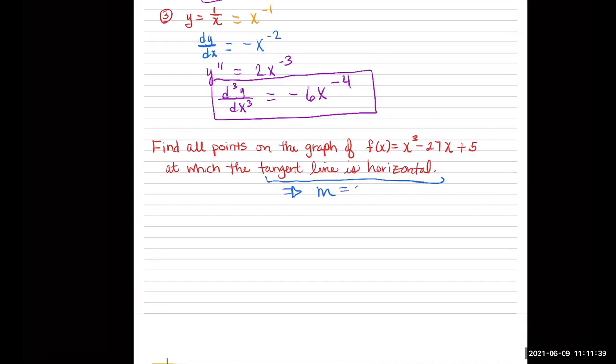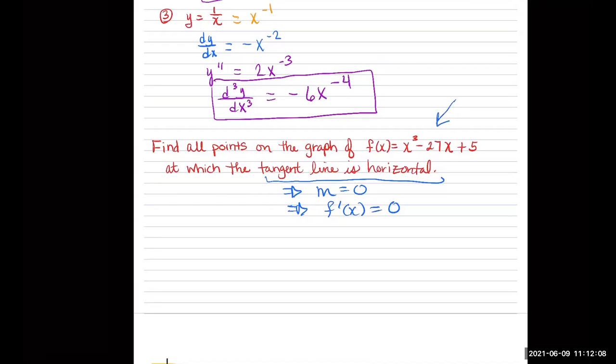Very good. And if the slope of the tangent line is equal to 0, that means that the derivative of our function is equal to 0, right? Because the derivative gives us the slope of the tangent line. So if we want to find the points where we have a horizontal tangent line, we need to find the derivative of that function and set it equal to 0. So let's just do that for this problem.